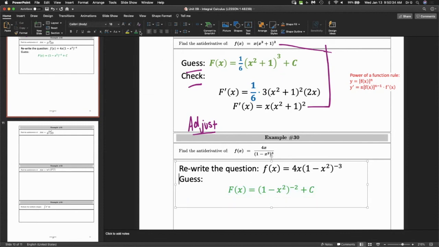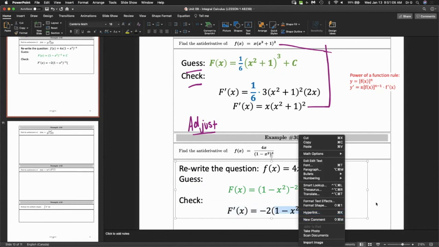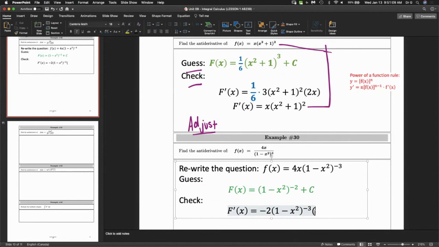But now we're going to check. Let's check and see if this answer is correct. I'm going to take the derivative of that and get -2(1 minus x squared) to the -3. And then the derivative inside the brackets is going to be negative 2x.